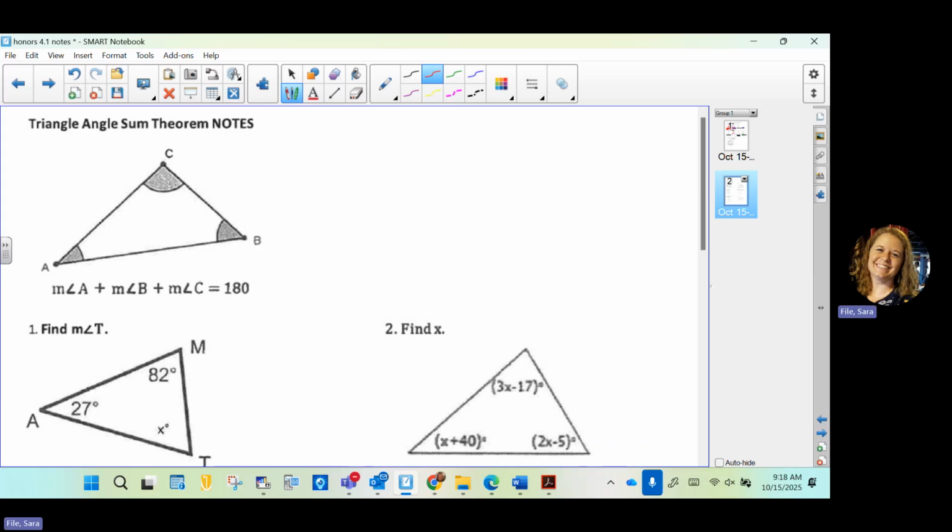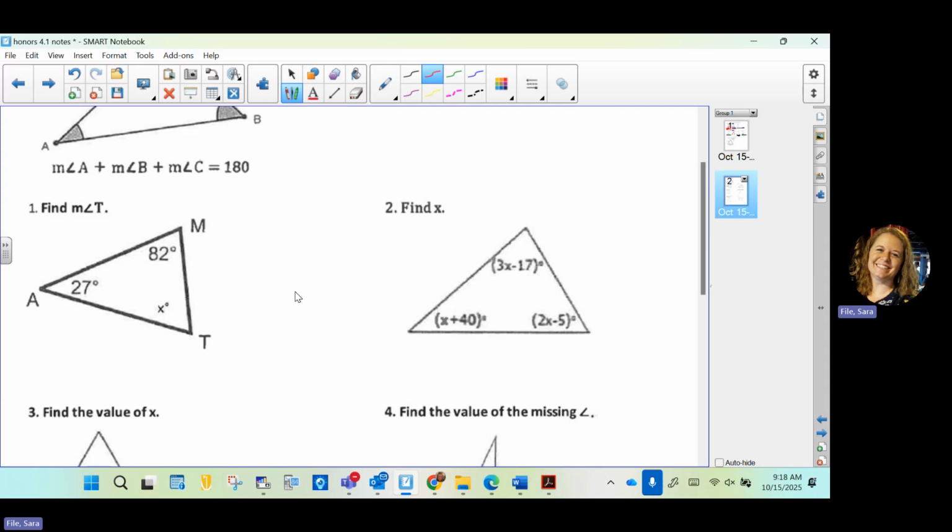All right, so on this side, we're talking about the triangle angle sum theorem. The triangle angle sum theorem is a mouthful, but it's really easy and you all know it already. It just says that the three angles of a triangle have to add to 180 degrees. So that just means adding the angles of a triangle. If we add the angles of a triangle, it equals 180. That's it. Good? Okay, so let's try and find some things here.